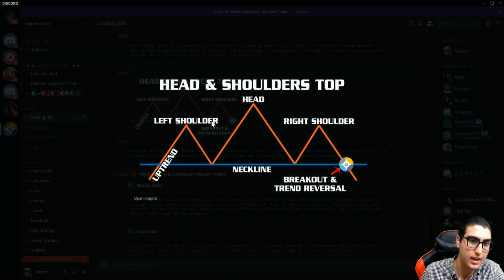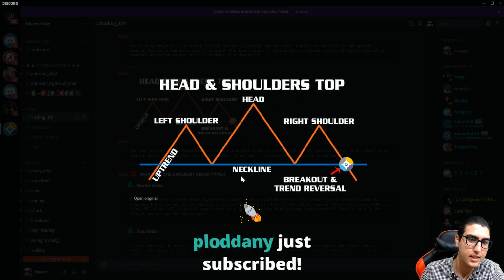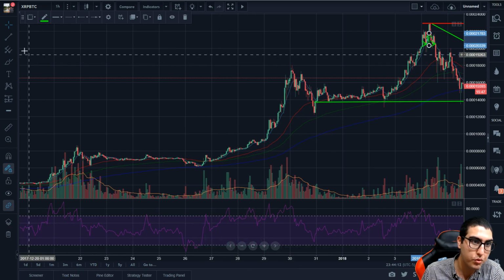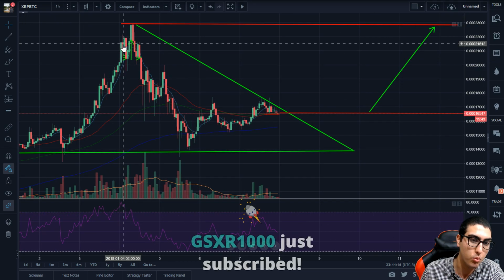This is the head and shoulders top. Left shoulder, head, right shoulder. It's the top, that's what it's called. There's an uptrend, a constant uptrend, which we saw, and then a breakout and trend reversal. So hopefully, guys, there's another reversal here, but this could be an indicator of a trend reversal.